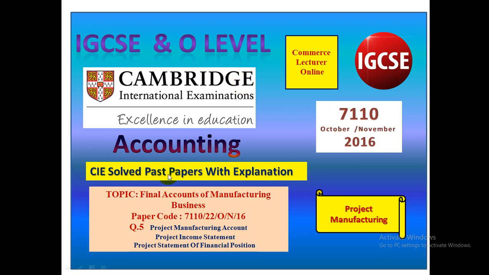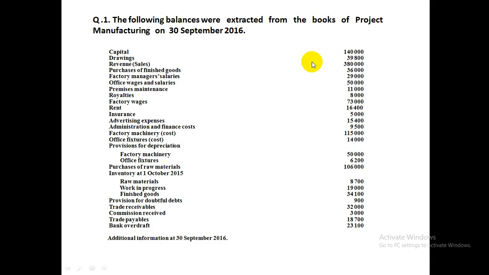CIE solved past papers with explanation. Paper code 711022ON16, Commerce Lecture Online. Topic: Final Accounts of Manufacturing Business. Question number 5, year 2016, October-November attempt. Project Manufacturing Account, Project Income Statement, Project Statement of Financial Position. We are talking about the Project Manufacturing Accounting question of CIE solved past papers, Commerce Lecture Online.